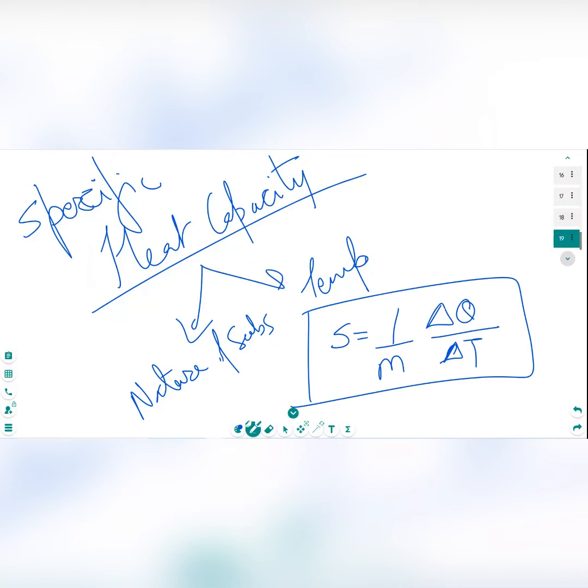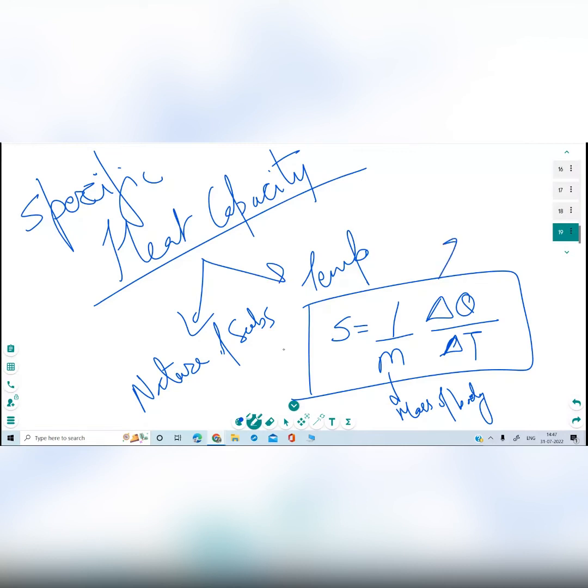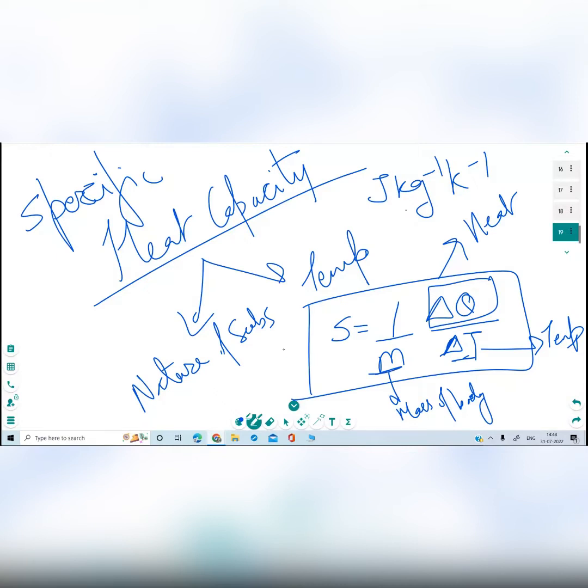Okay. So what does it mean? M is the mass of the body. What is del Q? You already know, heat energy, and T is your temperature. Correct? The unit is joules per kg per Kelvin. So this is for joule, and these two are in the denominator, so I've written kg minus 1 and Kelvin minus 1.